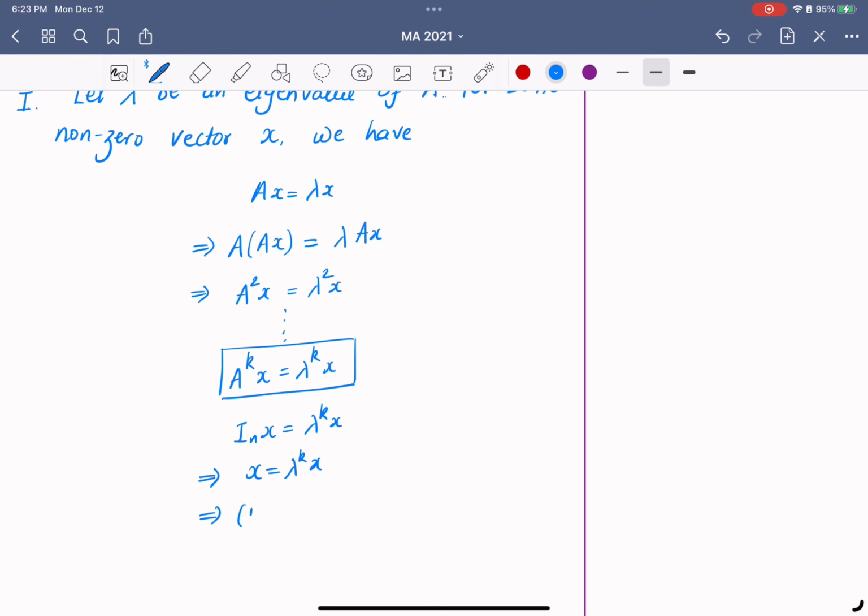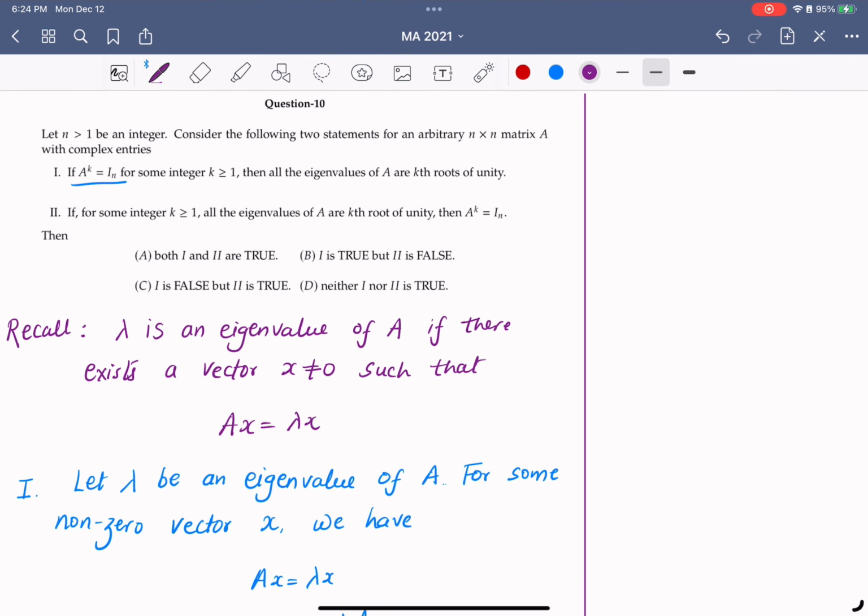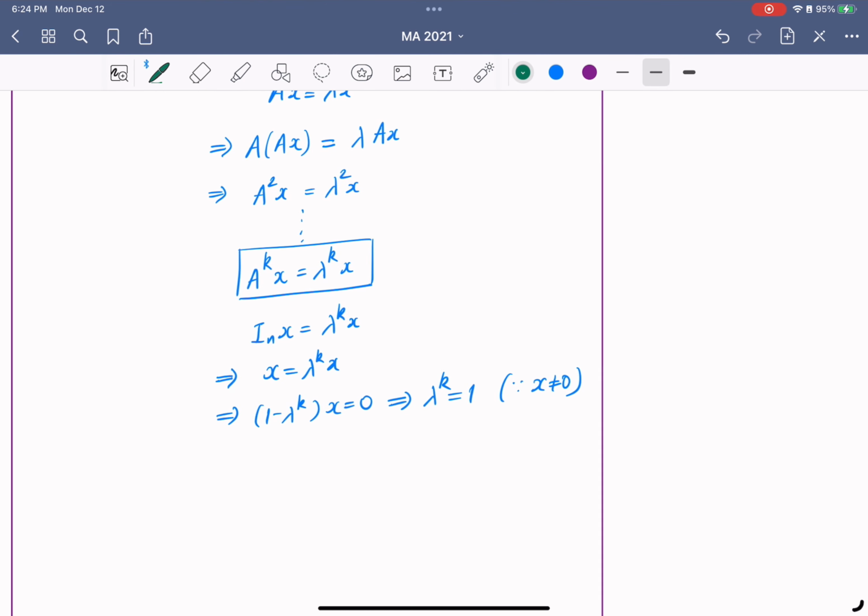Now take the term on the left hand side. What you get is 1 minus lambda power k times x is equal to 0. And this implies lambda power k is equal to 1 because x is a non-zero vector. This also means that lambda is the kth root of unity. So this means statement 1 is true. Very well. Now let's talk about statement 2.